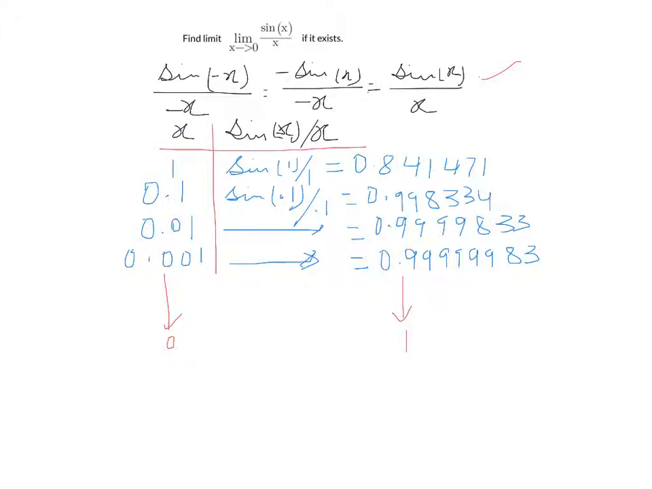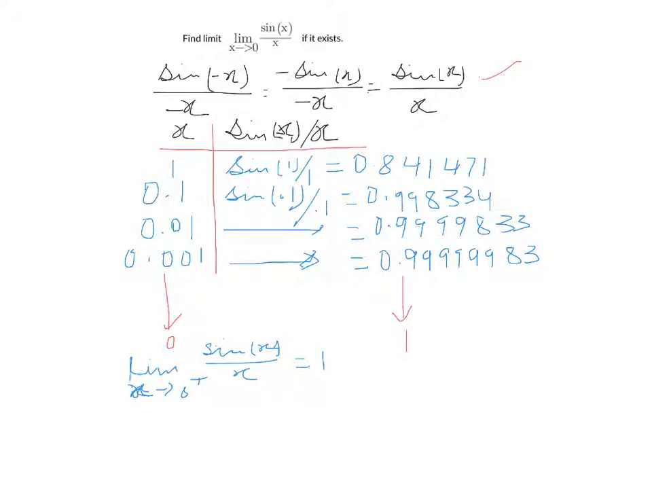Therefore, the right hand limit at 0 for this function sine of x over x is equal to 1.